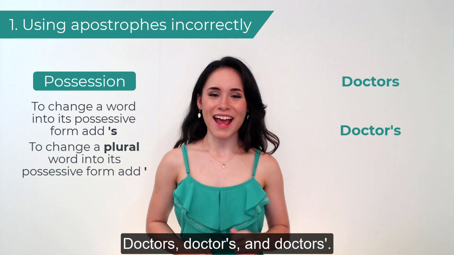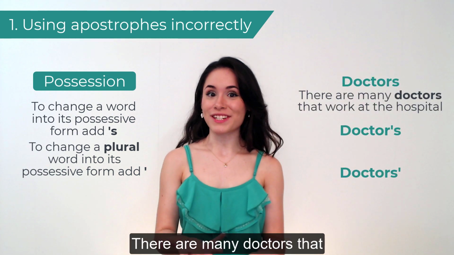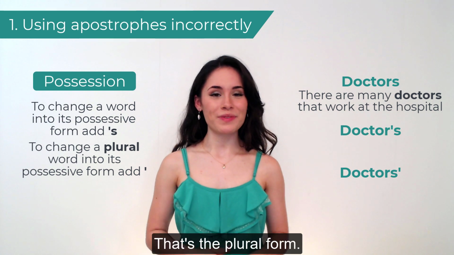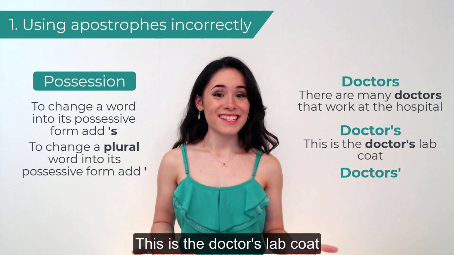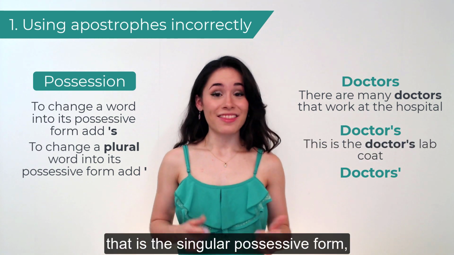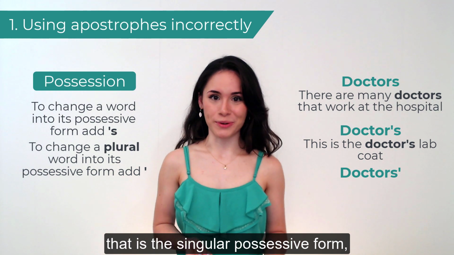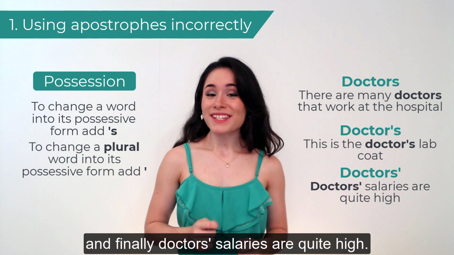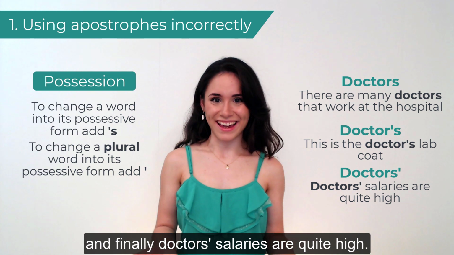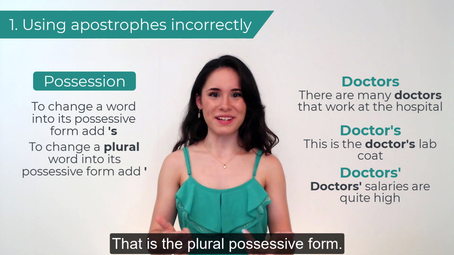Doctors, doctor's, and doctors'. There are many doctors that work at the hospital. That's the plural form. This is the doctor's lab coat. That is the singular possessive form. And finally, doctors' salaries are quite high. That is the plural possessive form.